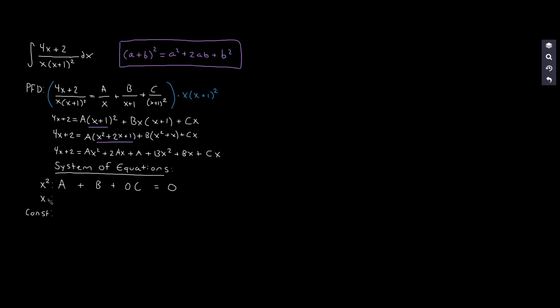But then for just x, we're going to have 2A plus B plus C equals 4, because on the left-hand side of the equation there's an x attached to that 4. And then for the constants, it's going to be A plus 0B plus 0C equals 2. And so that's going to be our system of equations.